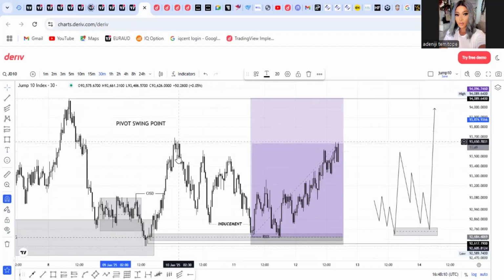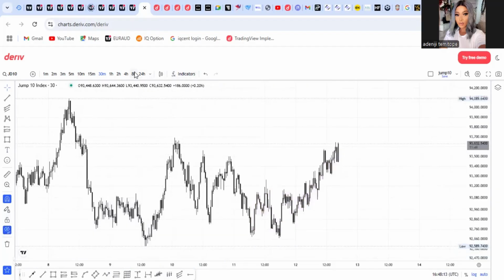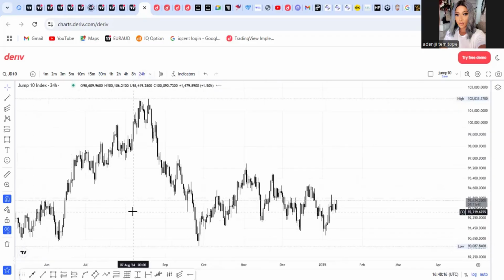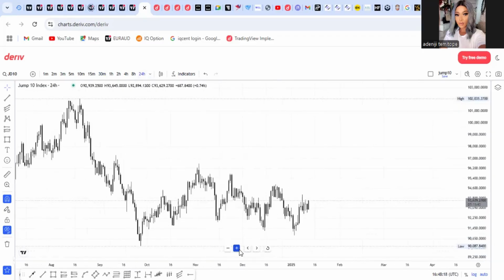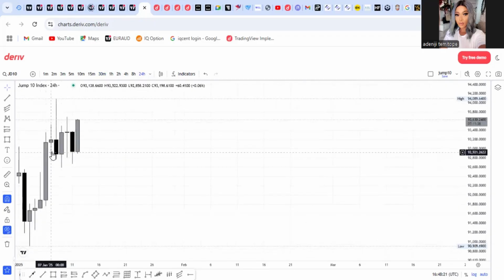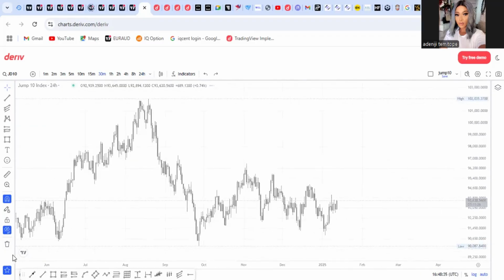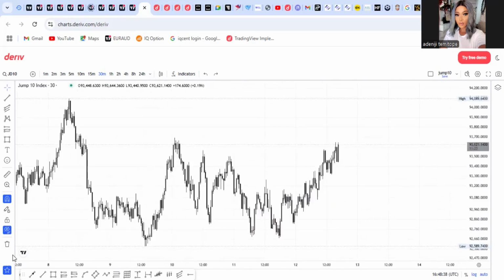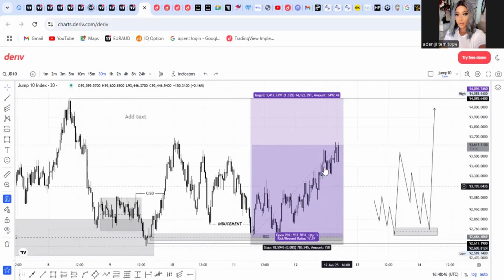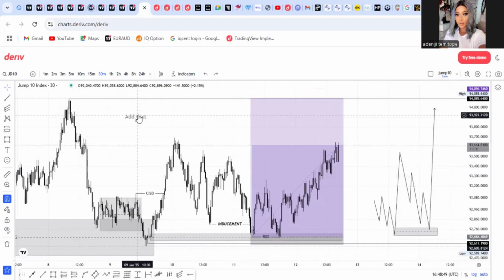What do I mean by a pivot swing point? You want to see price creating this. Let me go to daily and show it to you. This is a pivot. Low, a lower low, and a higher low. That's a pivot swing. You want to see price creating that pivot swing point. All right? It's really, really important. If you are looking at a fair value gap on the daily time frame, you want to see price creating that pivot swing point. Okay? It's really important. Take note, guys. Very, very important.